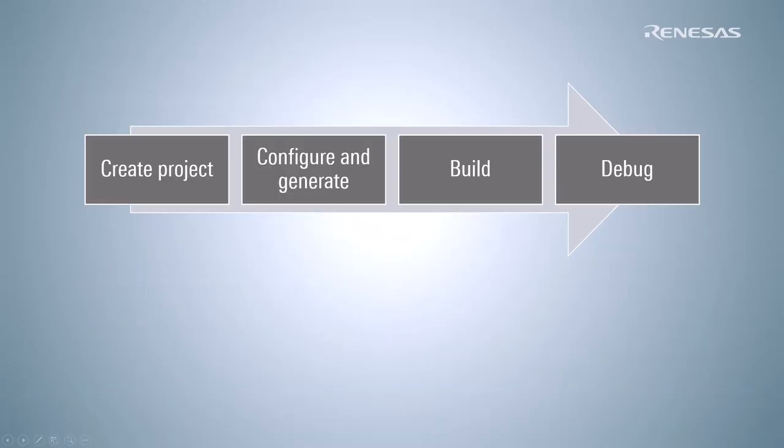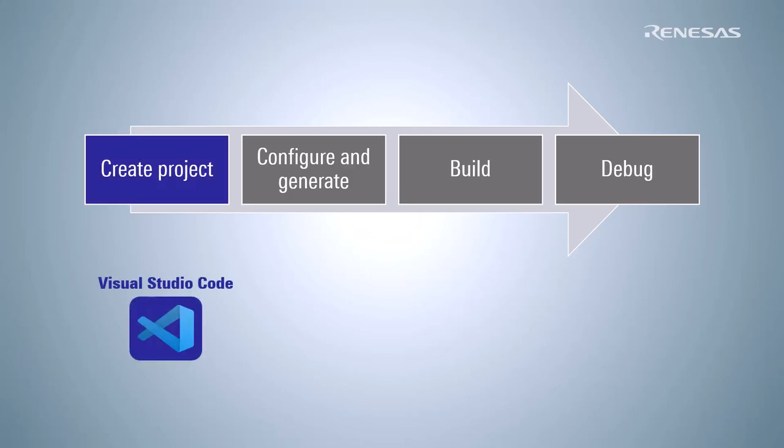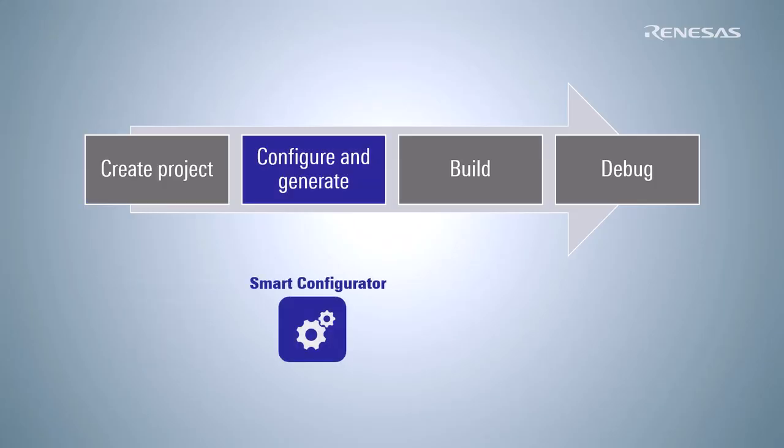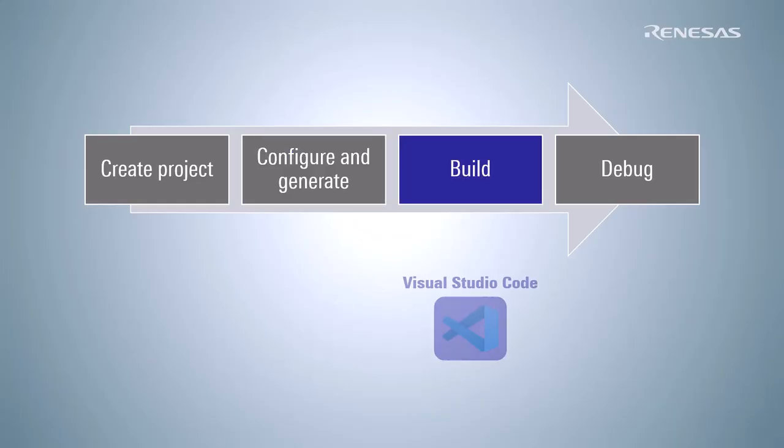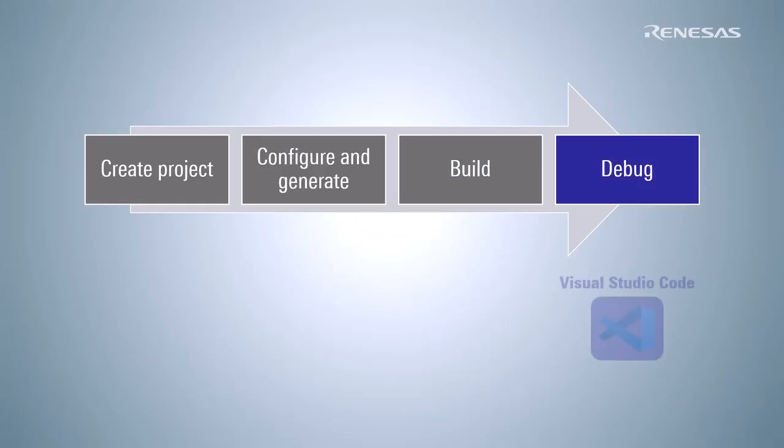The main part of this video can be divided into 4 sections. How to create a Smart Configurator project in Visual Studio Code. How to configure the project and generate C-source and project files. How to build the project. And finally, how to debug the project.